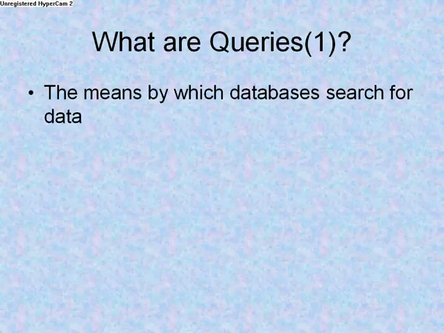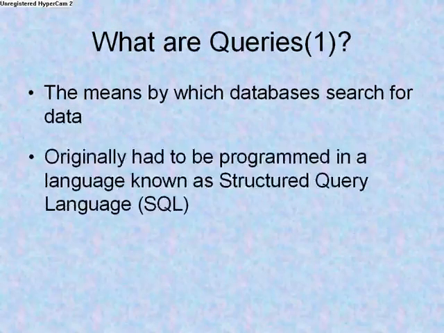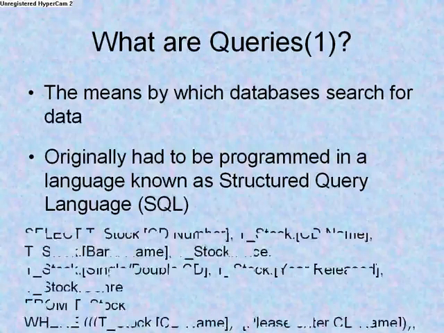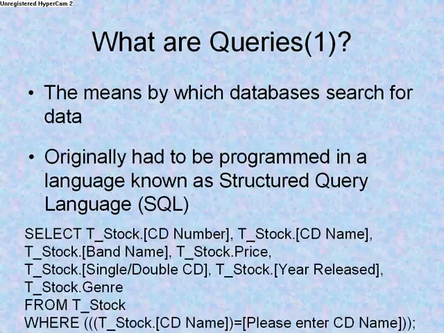Well, basically it's the way that databases search for data, the means by which databases look for and find data. Originally these had to be programmed in a language known as Structured Query Language, or SQL. Never ever pronounce it SQL, or you'll look like a complete beginner, and people will know that you really don't know what you're talking about. And here's an example of SQL that Access has generated automatically. You can see it's not the easiest thing in the world to learn or to use, and luckily you won't really have to use this in Access.